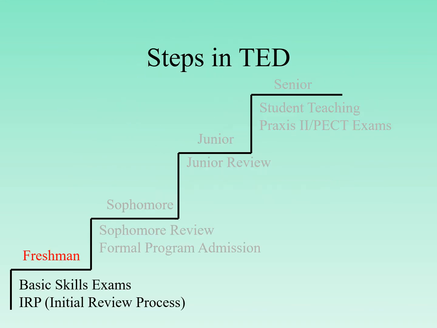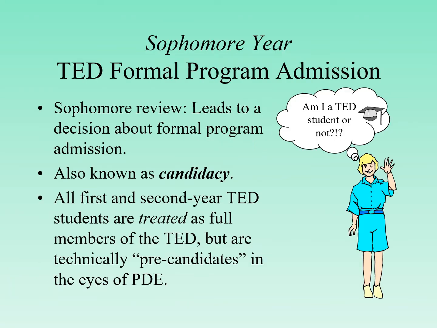Now, let's move up to the second step on this staircase, and that is the sophomore year, or for transfer people, the equivalent of it. By the end of sophomore year, or for transfer folks, that means when you accumulate approximately 60 credits in the institution, a very important thing happens, and that is known as candidacy.